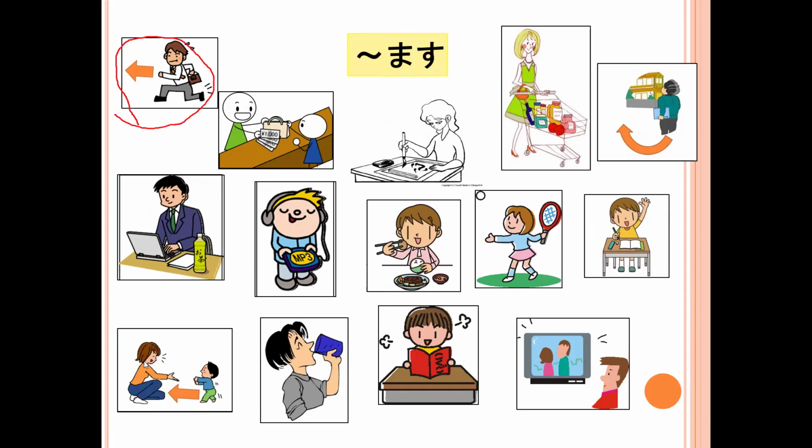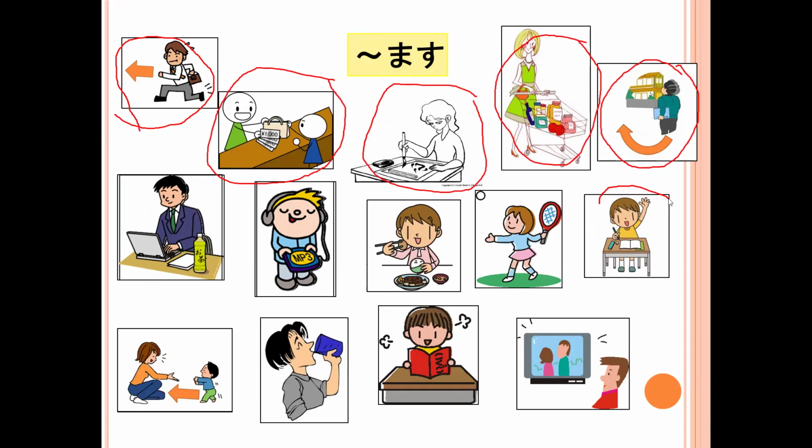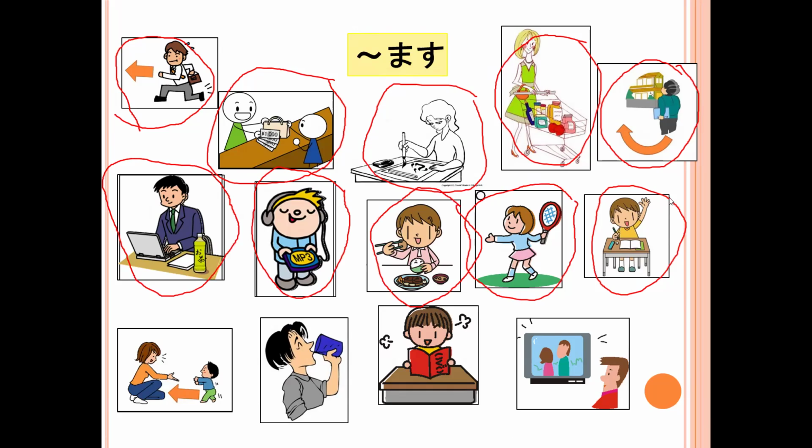He is going, so ikimasu. Then this one is kaimasu. This one is kakimasu. This one is kaimono wo shimasu. This one is returning back, so kaerimasu. This one is he is studying, so benkyo shimasu. This one is she is playing tennis, so tenisu wo shimasu. This one he is eating, so tabemasu. He is hearing the music, so sorry, kikimasu. And he is doing some job, so shigoto wo shimasu.